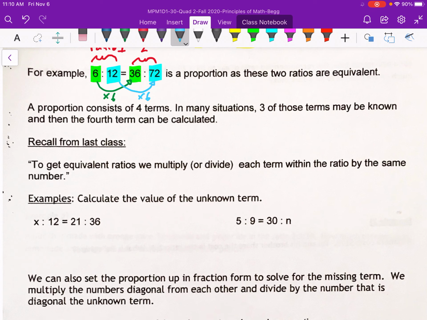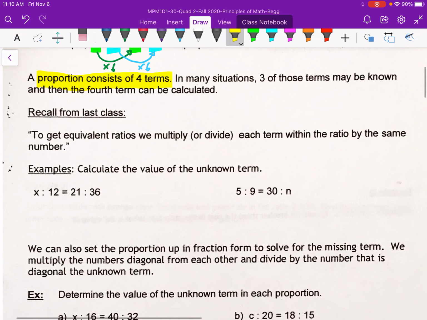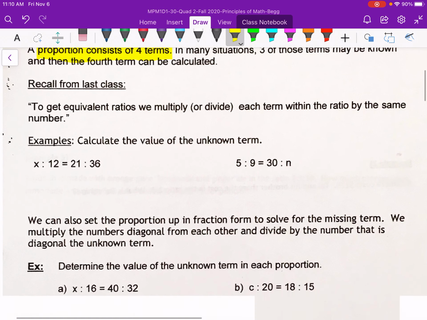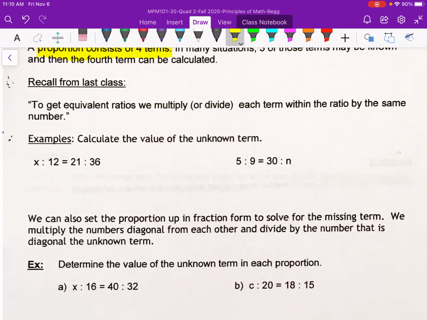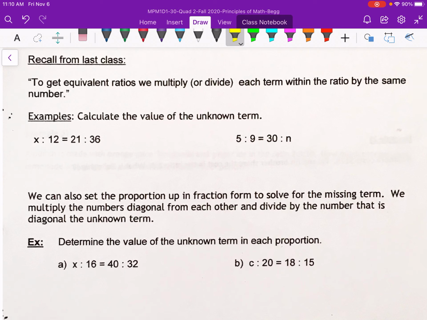just like equivalent fractions are similar in that way. Now, a proportion consists of 4 different terms, and in many situations, 3 of those terms are known and the 4th term can be calculated. So in other words, just like in any math problem we want to solve, often there's a missing piece that we can then calculate. So what we want to do is get equivalent ratios and find out what the multiple is that connects them.